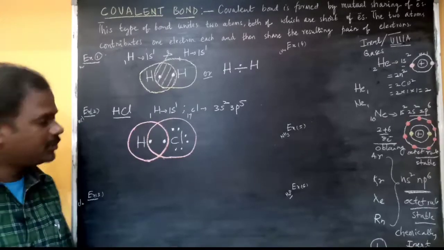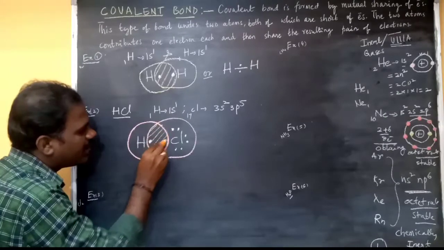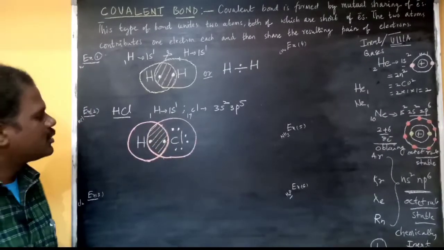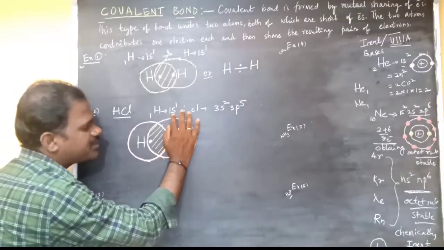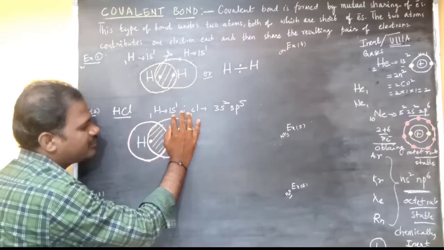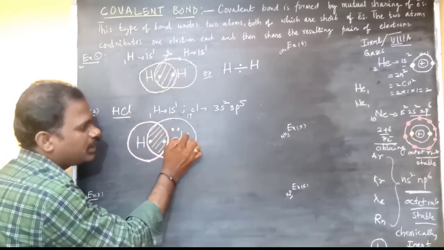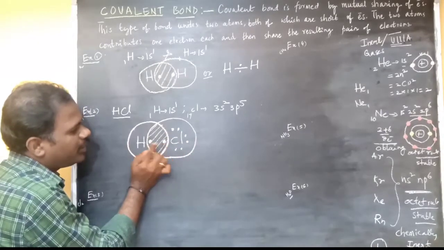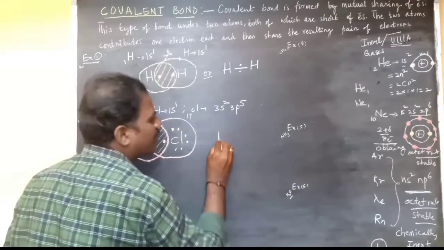Right. Now what happens here? This pair of electrons is mutually shared by each atom present in the bond. So hydrogen and chlorine. Now how many electrons is hydrogen getting, sir? That is 2 electrons. And what is chlorine getting? 1, 2, 3, 4, 5, 6 and the bond pair of electrons. Chlorine's 1 electron and hydrogen's 1 electron. So that's why we can represent it like this.